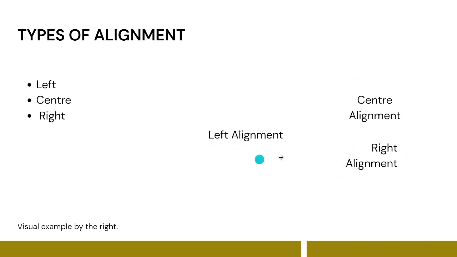So let me break this down in simple English. Left alignment is when the elements in a design are predominantly found on the left side of the design. Center alignment is when the elements in a design are predominantly centered, like most of the elements are placed in the center position of that design. And right alignment means most of the design elements are placed at the right side of a design.